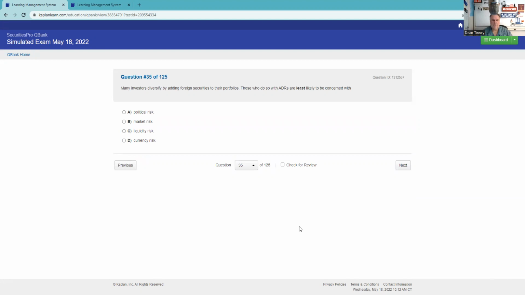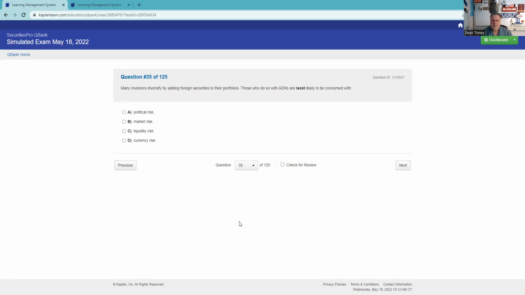Many investors diversify by adding foreign securities to their portfolios. Those who do so with American depository receipts are least likely to be concerned with... Now, I don't like the grammar in this question, but, least likely. You should definitely know that ADRs do subject you to currency risk. So I don't like the phraseology, but I think I'm going to say D here because least likely. Do I have political risk, market risk, liquidity risk, currency risk? That seems like my best choice given that answer set.